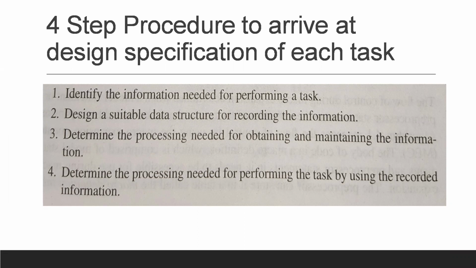The second is design a suitable data structure for recording the information. So whatever information is identified, that information must be recorded somewhere. That is important. Once that recorded information is kept into a suitable data structure, then the next step is determine the processing needed for obtaining and maintaining the information. So if the data structure is decided, that means in a particular data structure this information is to be stored, then the next task is how to store that data, that is processing needed for obtaining and maintaining the information.